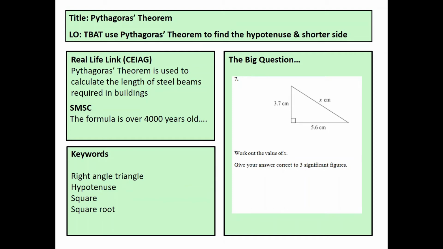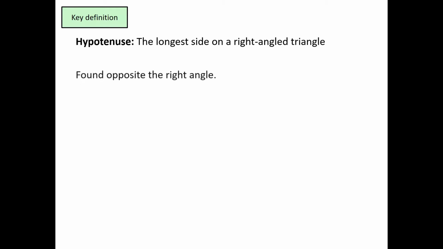Today's lesson is on Pythagoras' theorem. Right, let's have a look at the keywords for this lesson. Okay, right angle triangle, hypotenuse, square, and square root. The one I want to look at first is hypotenuse. The hypotenuse is the longest side on any right angled triangle, and it's found opposite the right angle.